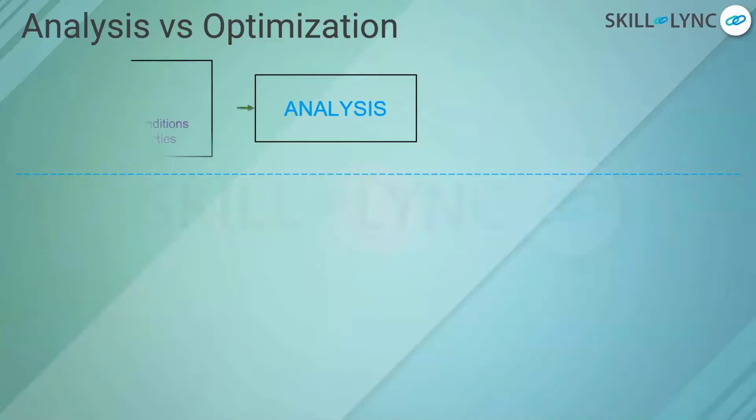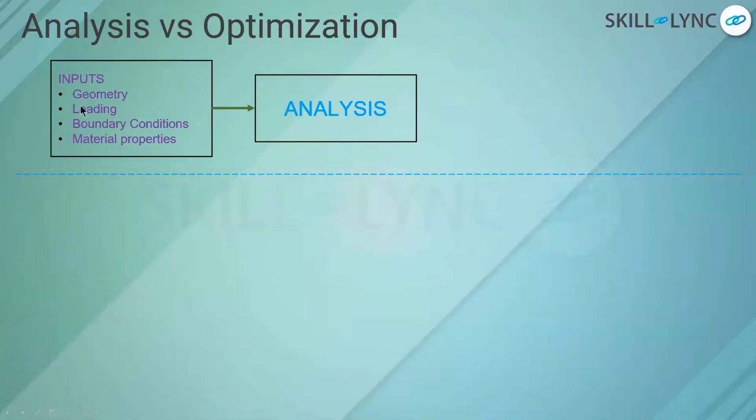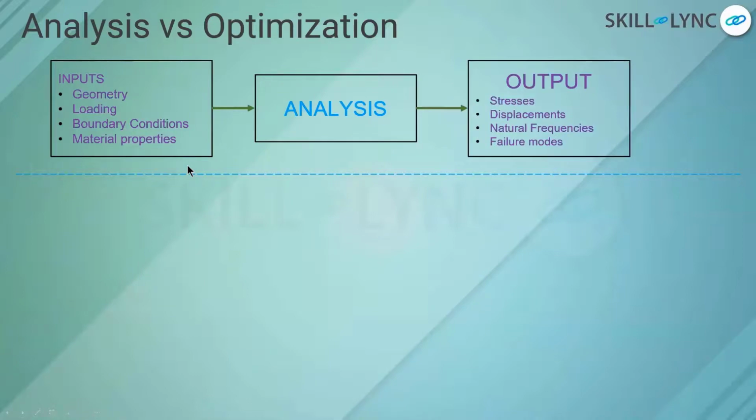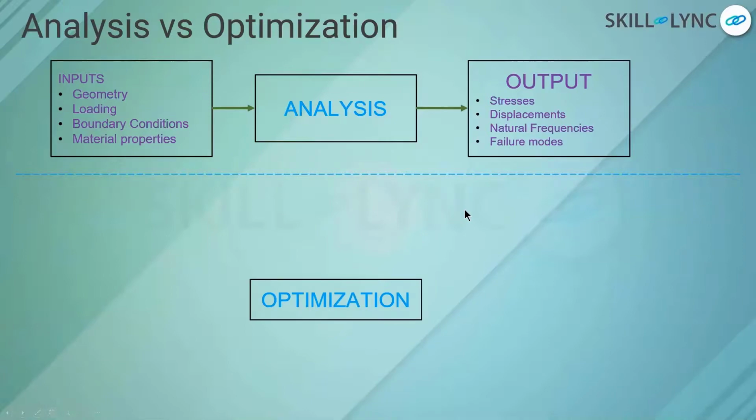So I'm sure many of you are aware of the conventional analysis approach, whether it is, in this case, we'll take a finite element analysis, where if I want to do an analysis, all the inputs that are required are: I need a geometry, I need a loading, what are the boundary conditions, and what are the material properties. Once I have given all these inputs, I can produce my output, which is nothing but stresses, displacement, or natural frequencies, or what are the failure modes. So that's the conventional analysis approach.